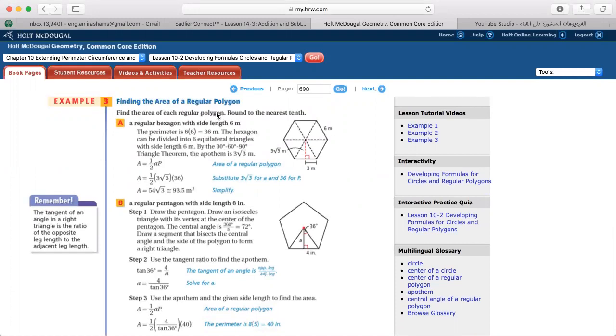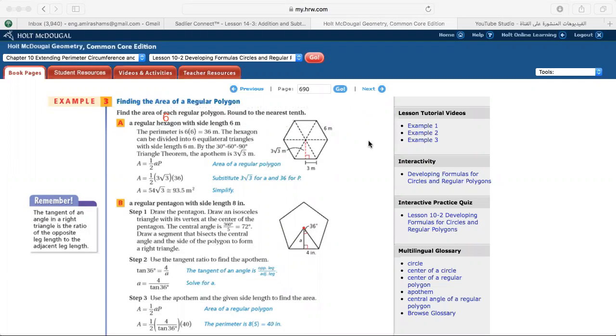Finding the area of a regular polygon. Find the area of each regular polygon, rounding to the nearest tenth. I have here a regular hexagon with side length 6 meters. Hexagon means that this polygon has 6 sides, and each side length is 6 meters.